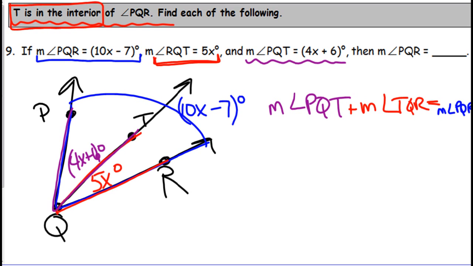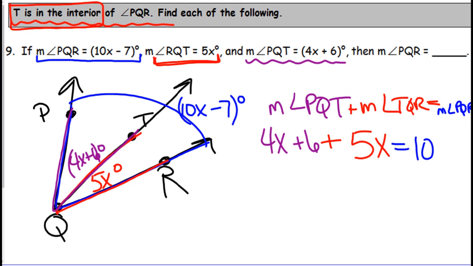I'm running out of space over there. It's kind of tiny. So when we look at PQT, we have an algebraic expression, the 4x plus 6. If I take my 4x plus 6 and add it to my 5x, the algebraic representation of the measure of angle TQR, that will equal 10x minus 7. Once I've taken the time to set that up and I've got my equation, it's just algebra from here on out.